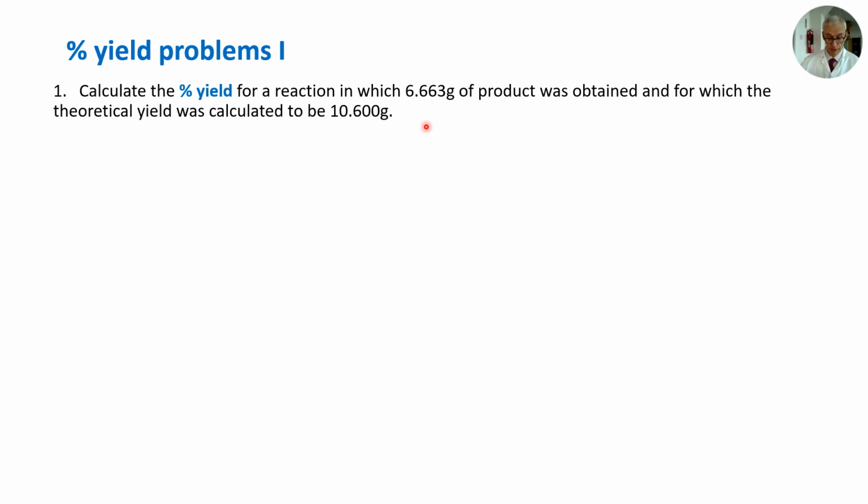Okay, so I'm going to reveal. So 6.63 is the actual. The theoretical yield was 10.60. Express that as a fraction, times 100 gives you 62.5%.